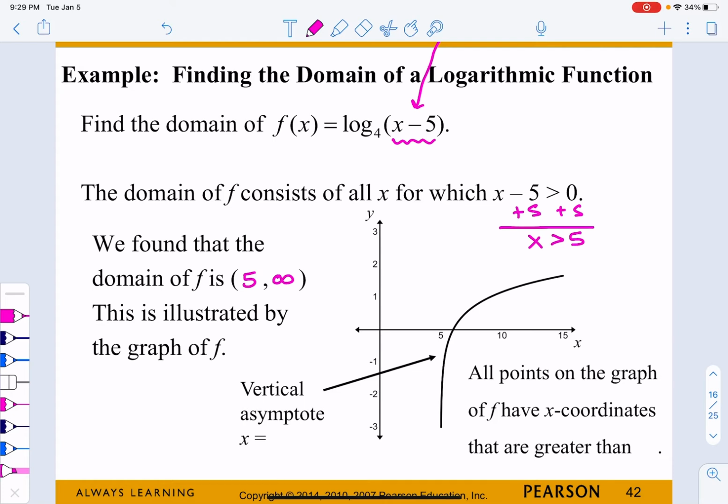It says this is illustrated by the graph of f. So they give us kind of the picture of what that logarithmic function is going to look like. But now we're going to have this vertical asymptote that's occurring at x is equal to 5. So it says that all points on the graph of f have x coordinates that are greater than 5.